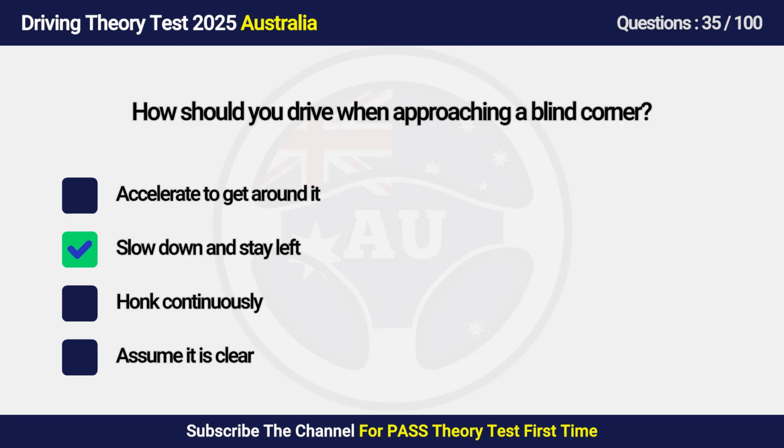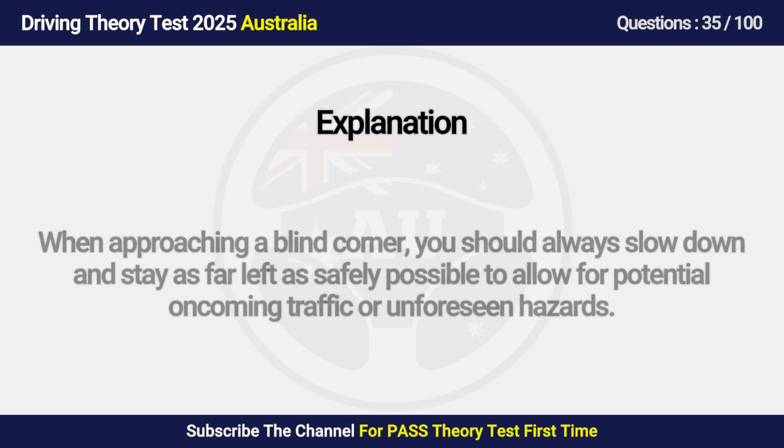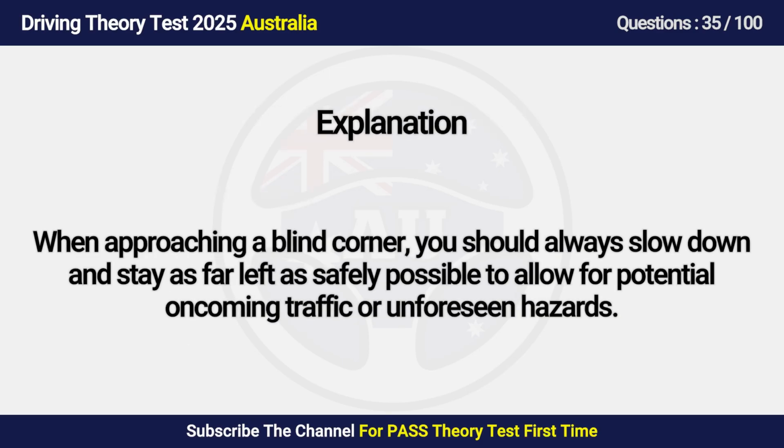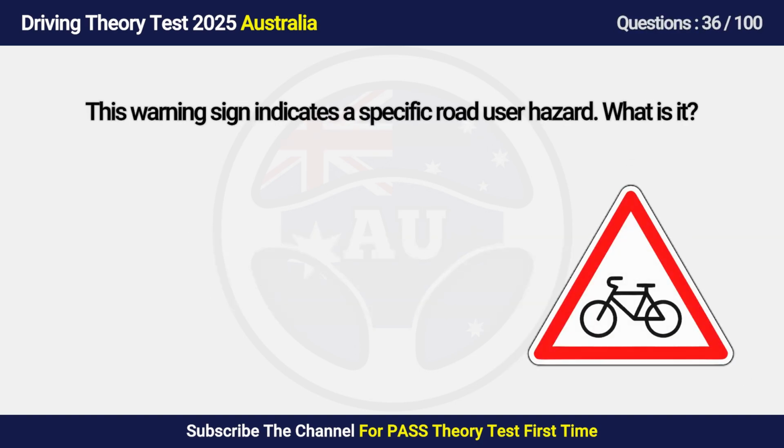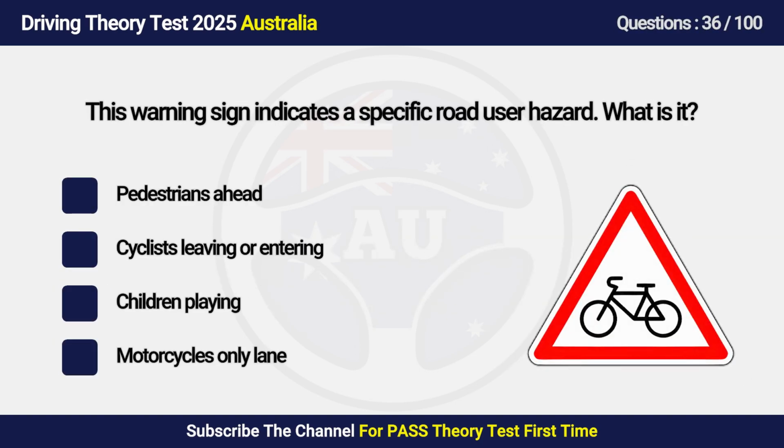Answer is B. Slow down and stay left. When approaching a blind corner, you should always slow down and stay as far left as safely possible to allow for potential oncoming traffic or unforeseen hazards. Question 36. This warning sign indicates a specific road user hazard.